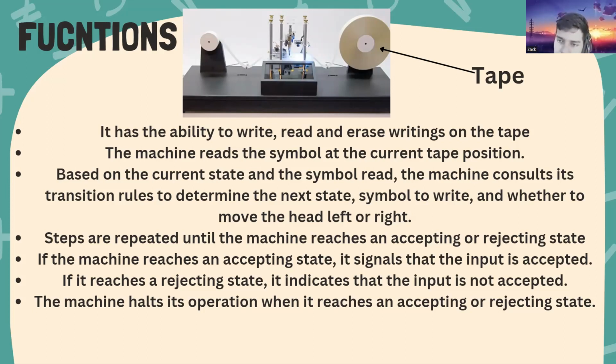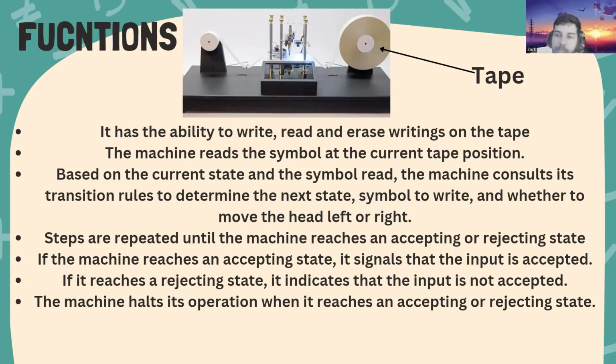I will be explaining this further in the next slide. Then, based on the current state and the symbol read, the machine consults its transition rules to determine the next state, the symbol to write, and whether to move the head right or left. I'll explain this also in the next slide.